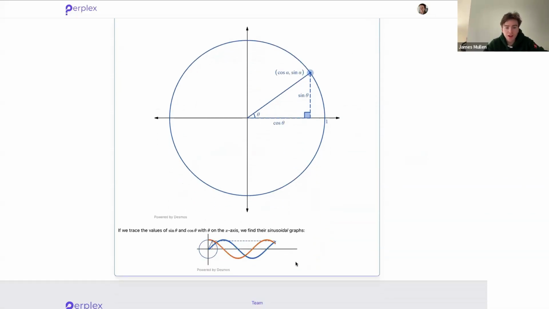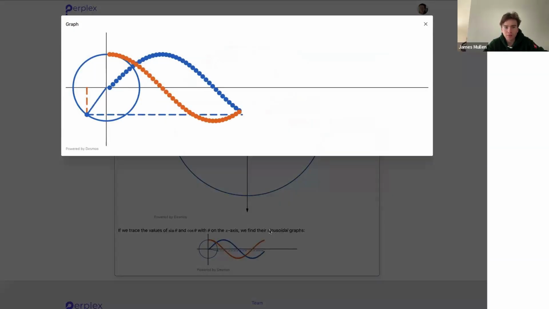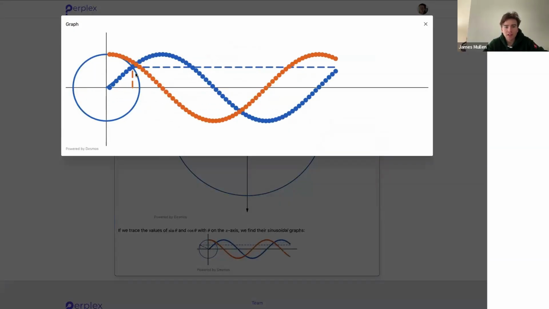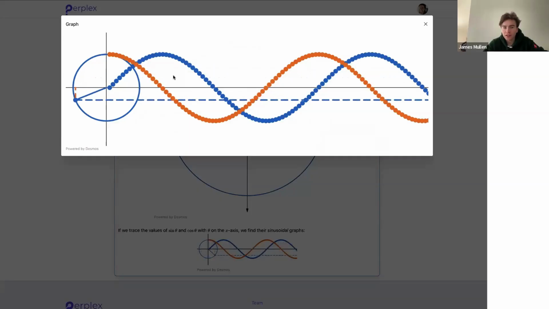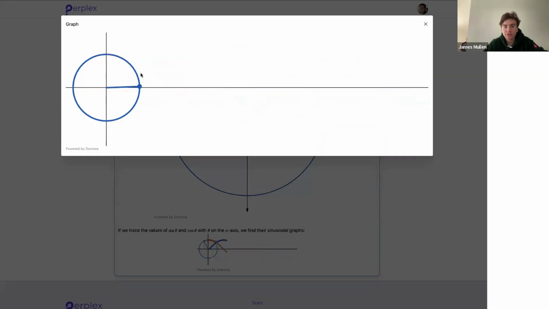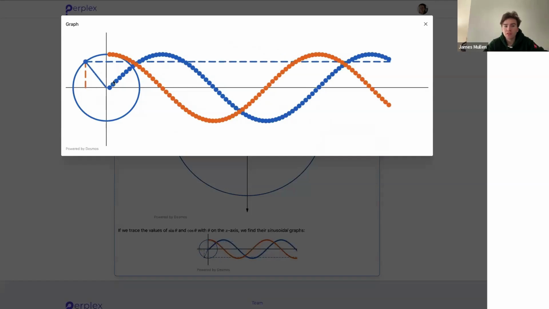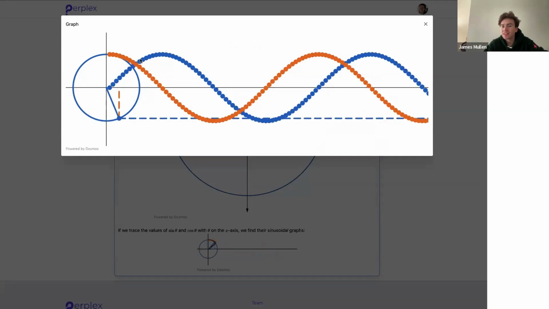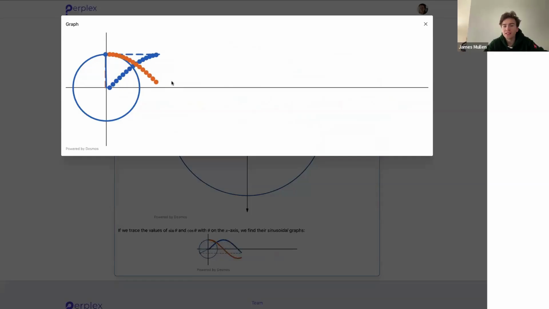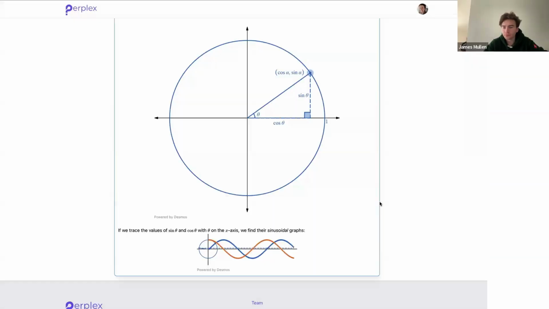Okay, so if you trace out the values of sine and cosine with theta as the argument on the x-axis, you will find sinusoidal graphs. And we'll talk more about this in a second, but if I open this up, you see basically that as this point goes around, this blue line over here, which is the graph of sine actually, is going to have the same height as the point, okay? And as it goes around, what I'm plotting on the x-axis here is the angle theta. All right, so this is how you can see the connection between the unit circle and the graphs of sine and cosine, all right?